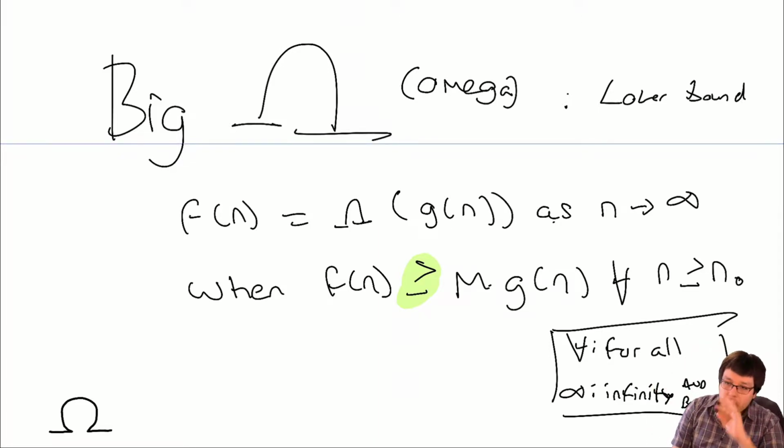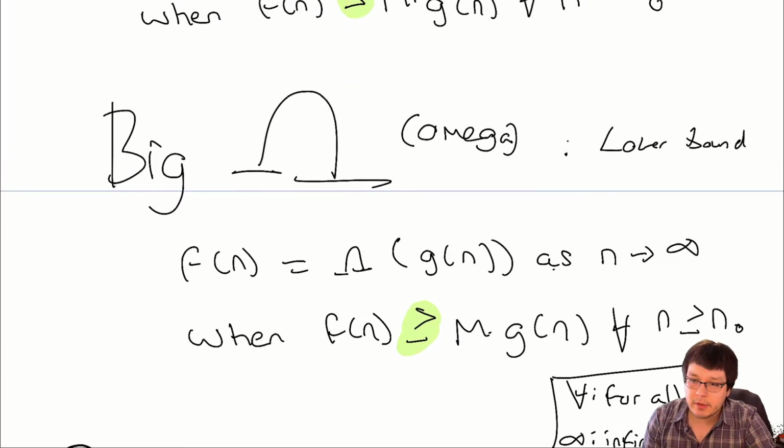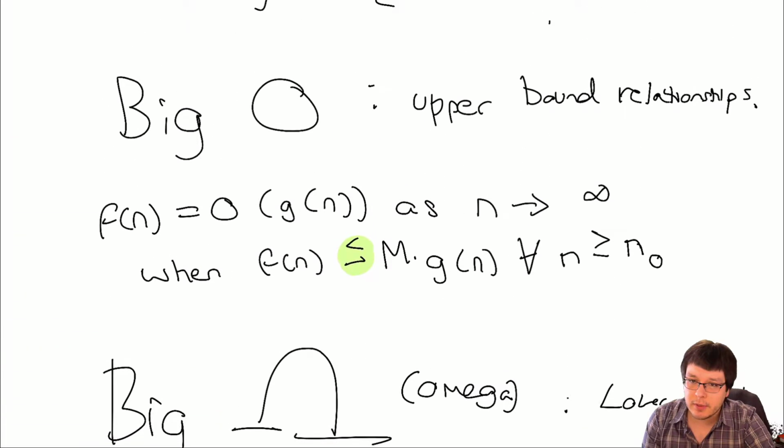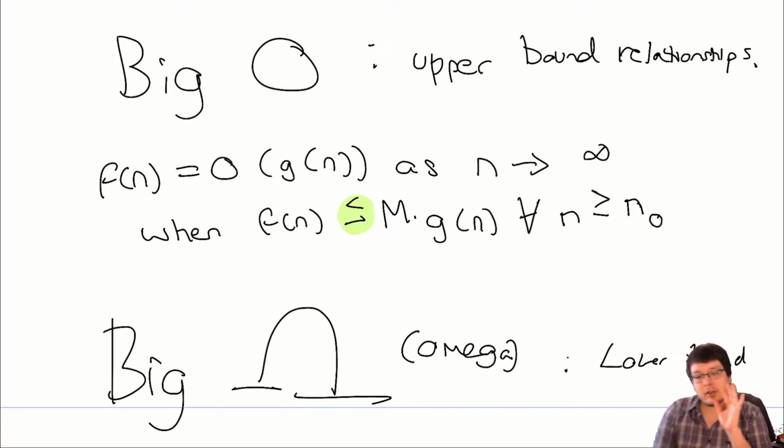So I'm going to scroll back up to big O, because we're going to talk about that, but I'll scroll back down to that later if you want. So big O, that upper bound relationship, right? Let's look at that formula one more time. We've got f of n is equal to big O of g of n, as n goes to infinity.